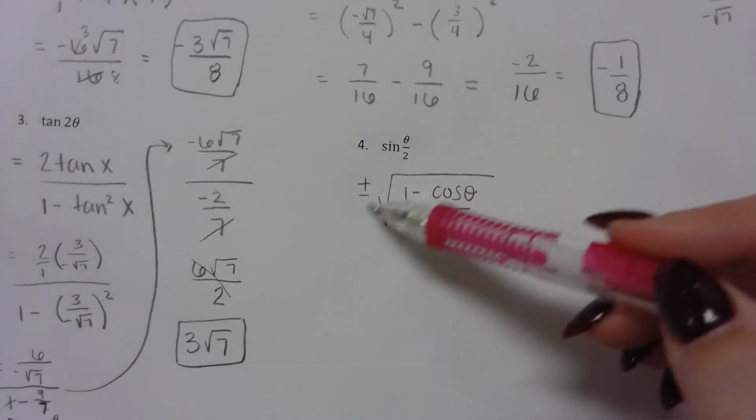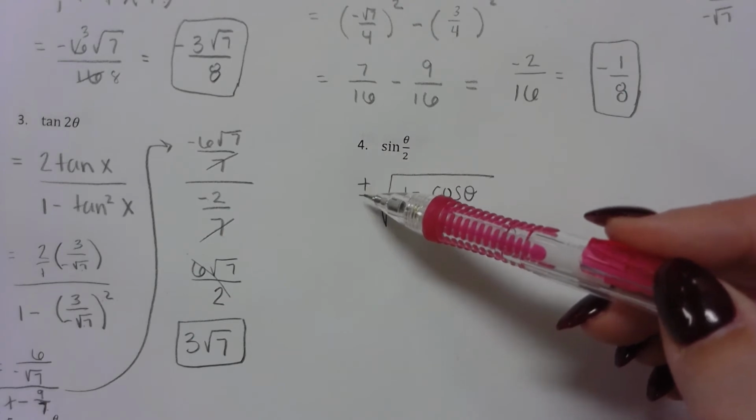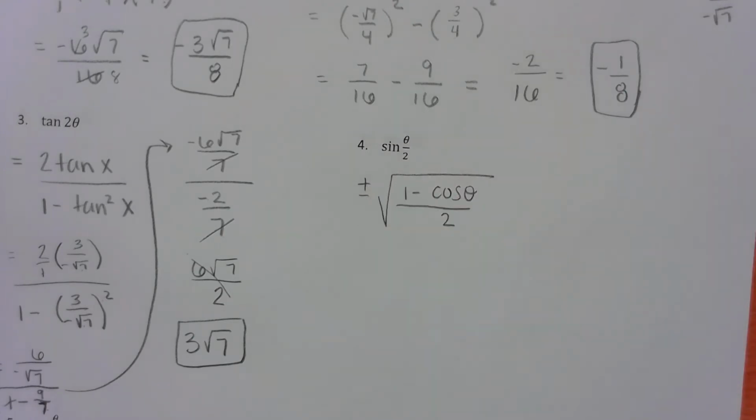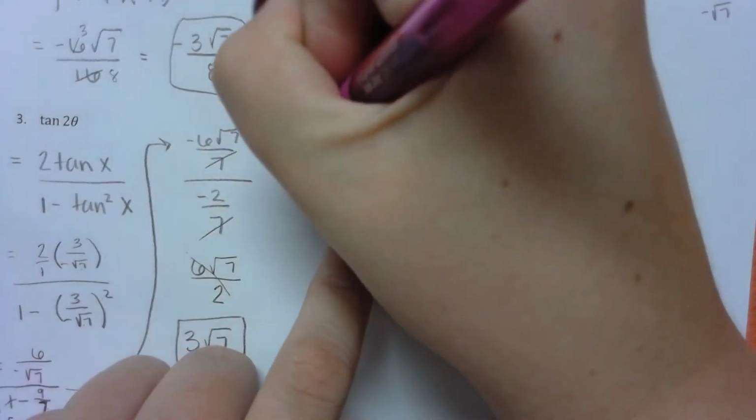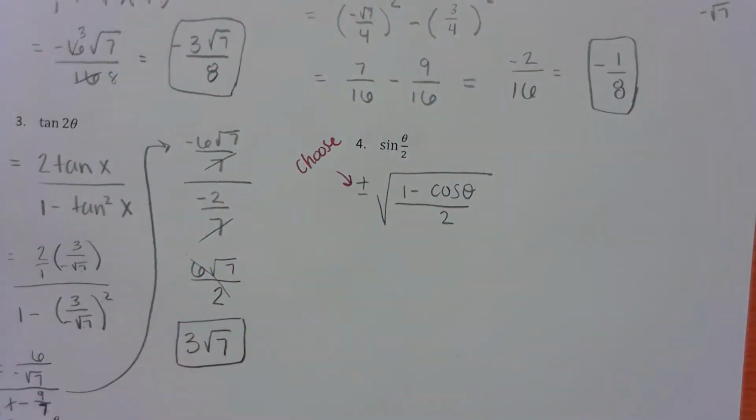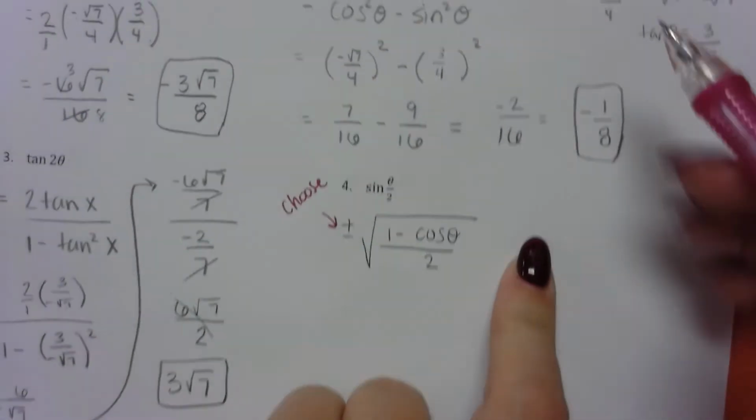Now the plus or minus is not telling us that the answer is plus and it's minus. It's that you have to choose. So this is something you choose. Is it plus or is it negative? So if we remember, this told us it was in quadrant 2.